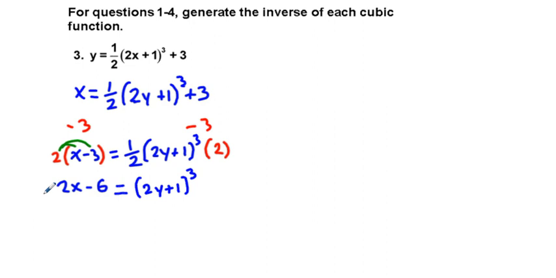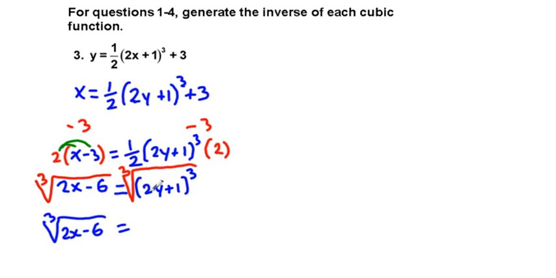Now the next thing we're going to do is get rid of this cube sign by what we did on problem number 1, which is take the cube root of the right side and necessarily the same thing on the left side, cube root. So what do we have left? On the left side we have the cube root of the quantity 2x minus 6, and on the right side the cube root and the cube would cancel each other, so we have 2y plus 1.